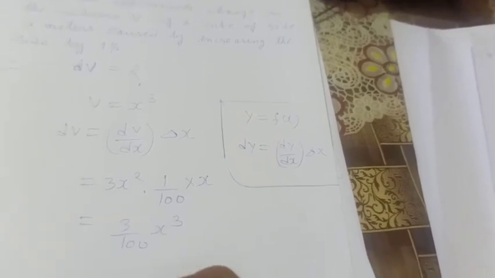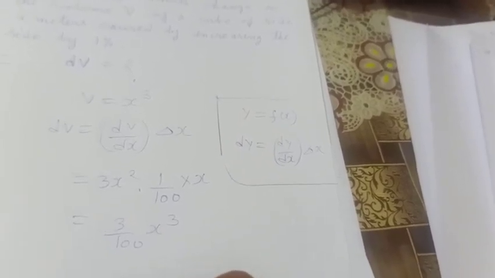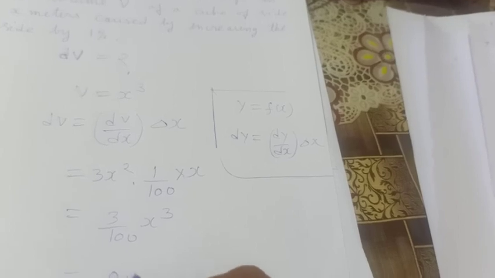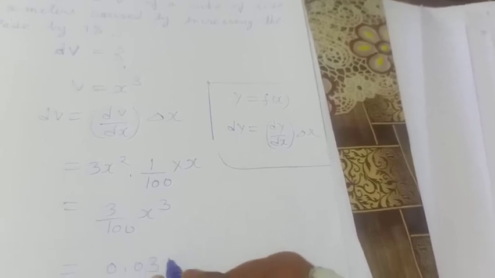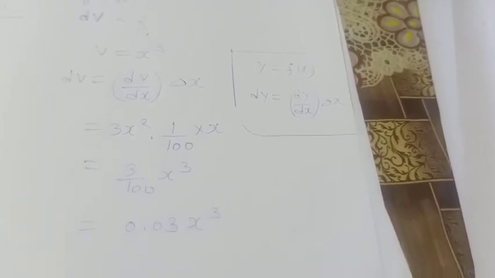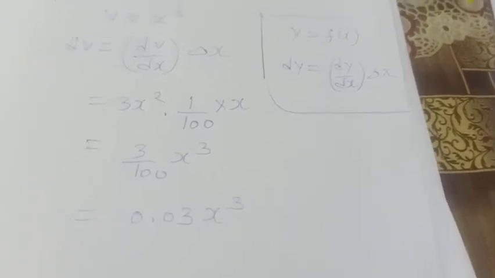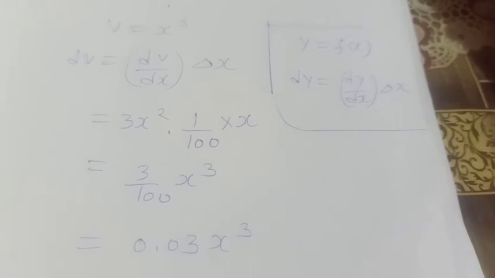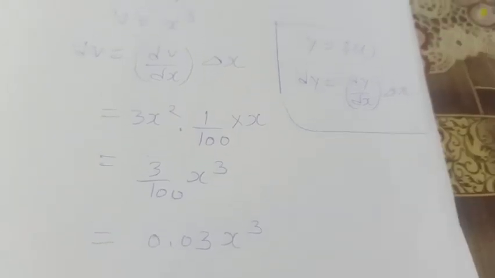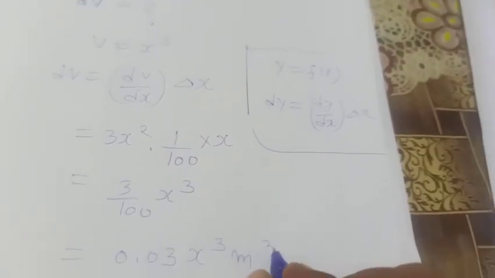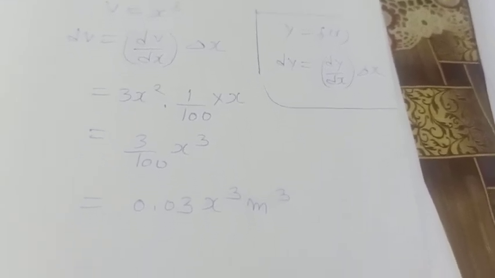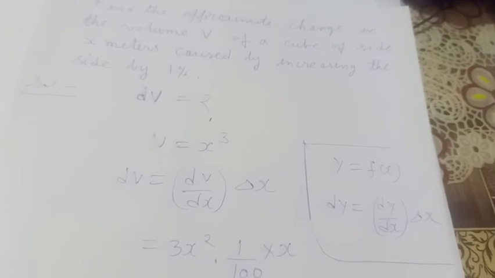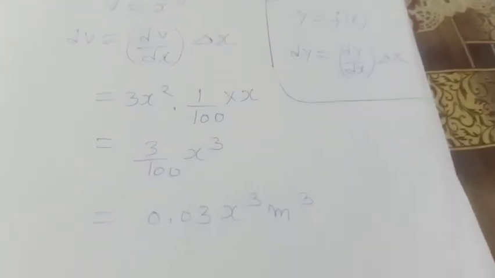This will come out as 0.03 x cube. So this is the change you will get by increasing the side by 1%, and this will be in meter cube. So this completes the proof. You can do other questions similarly. Okay, thank you.